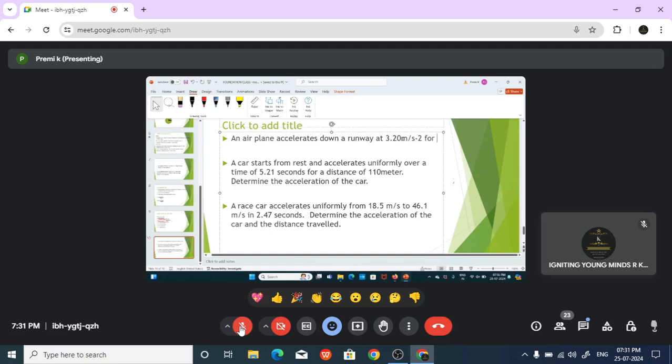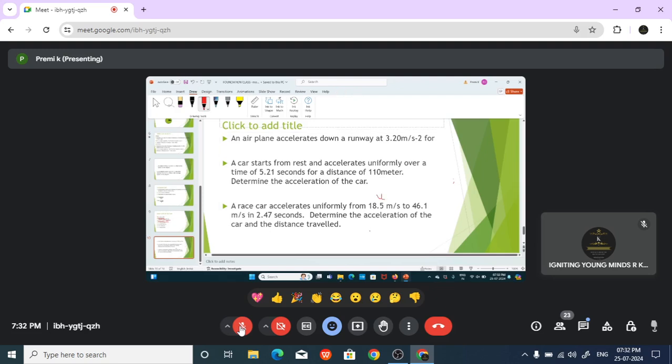Yeah. This is also a very simple sum, like the previous one. I'll just give you a clue. Here, two equations of motion have to be used. Okay. A race car accelerates uniformly from 18.5 meter per second to 46.1 meter per second. Here, both the initial and final velocities are given. So, it is the initial velocity. Yeah, correct.